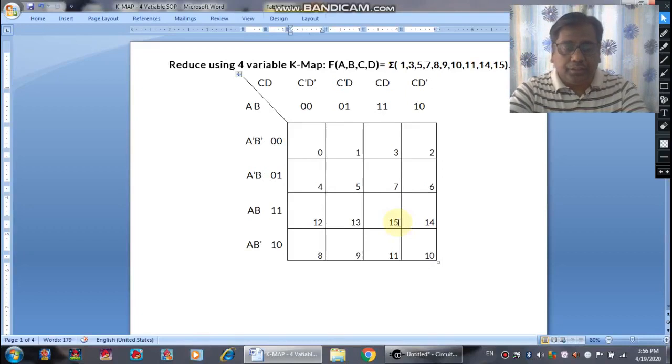Today I am going to discuss first the assignment that I gave you in the previous lecture. That was based on a four variable K-map, SOP. That means sum of product. In that regard, the first question was to reduce the four variable K-map, and the values I have given you are 1, 3, 5, 7, 8, 9, 10, 11, 14 and 15.